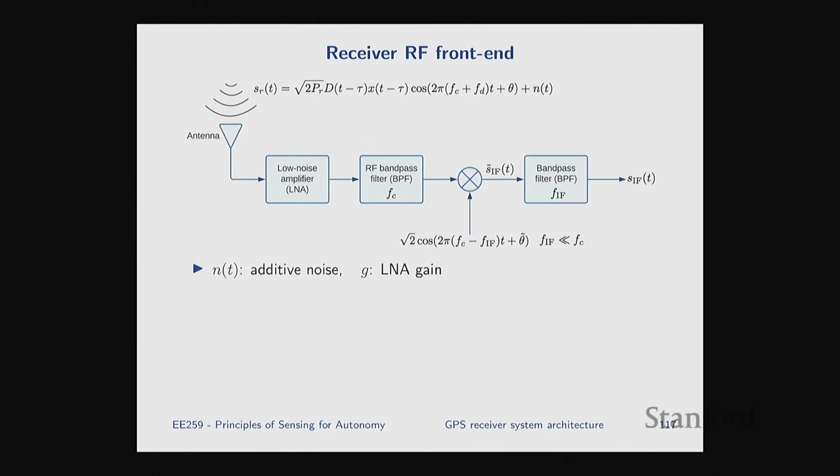So what happens here is, first you have a low noise amplifier, LNA, and we assume it has some gain G. And then the signal goes through an RF bandpass filter centered at the nominal carrier frequency, f sub c. Why do we have the filter? Because we only want to work with where the information is. Everything that is far away from the carrier frequency is just noise and interference that we want to filter out as early as possible. Then we have our first demodulation step.